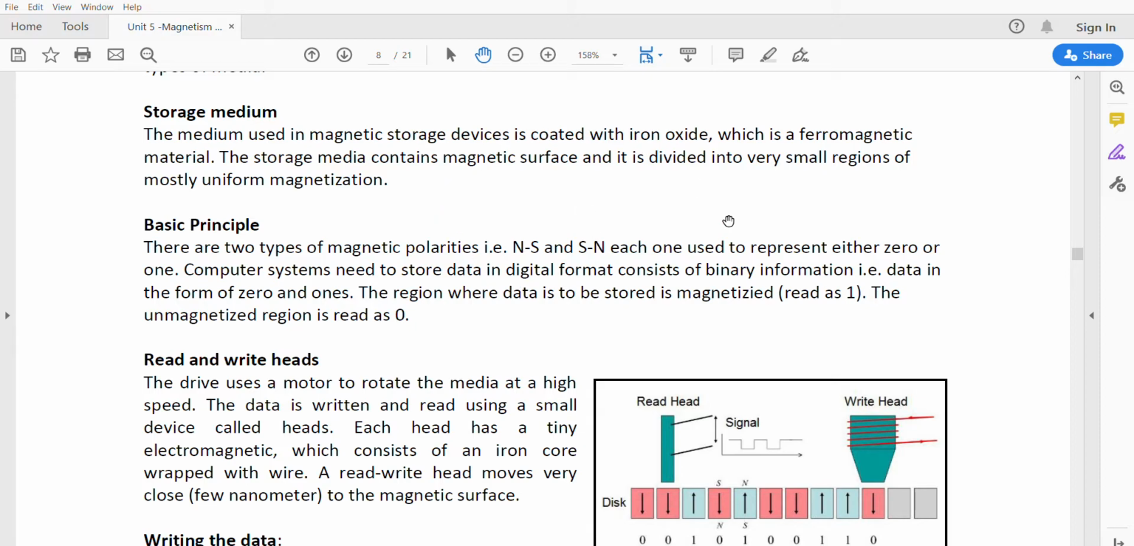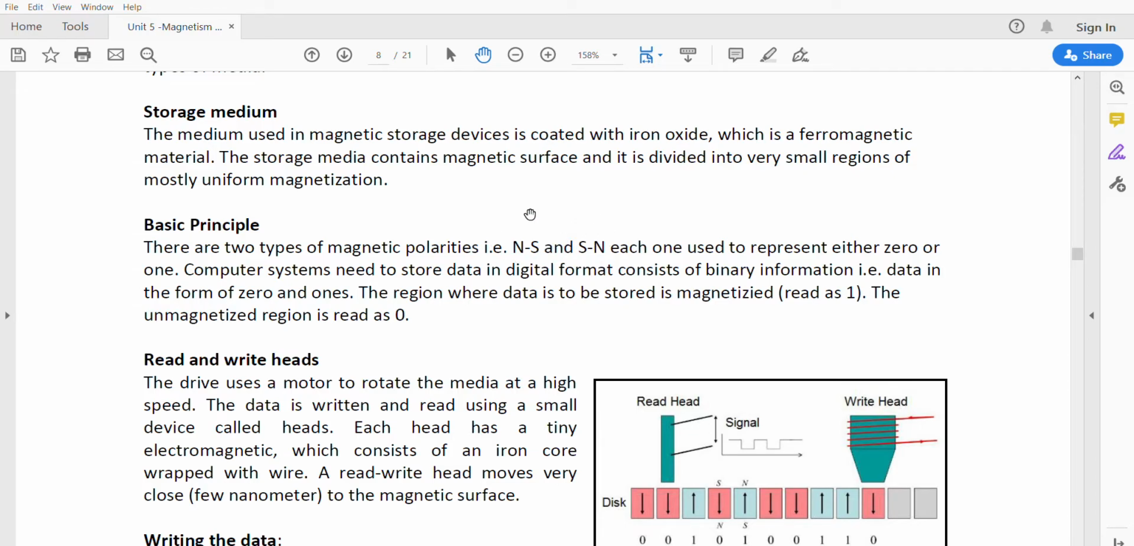This type of storage is the same as the storage of data in the computer, in the digital form 0 and 1. Here we are storing the data in the form of magnetized portion and demagnetized portion. Magnetized portion is considered as 1, demagnetized portion is considered as 0. Here the region where the data is to be stored is magnetized as 1. For example, north south is considered as 1, south north is considered as 0.